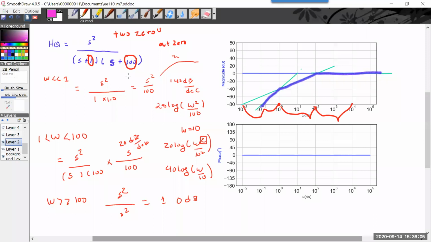Professor, did you intend to write 0 dB when omega is greater than 100? Because you wrote 10 there.